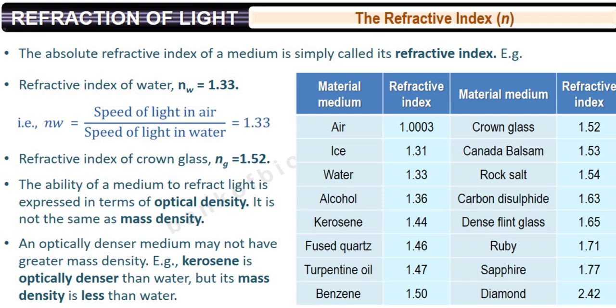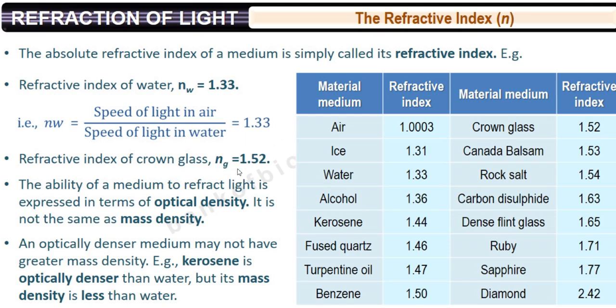Let us take the example of water. The refractive index of water is denoted by the symbol n_w, and it is 1.33. What is the meaning of the statement that the refractive index of water is 1.33? There is a formula: refractive index of water is equal to the speed of light in air, which is 3 into 10 to the power 8 meter per second, divided by the speed of light in water. When we do this division, we get 1.33.